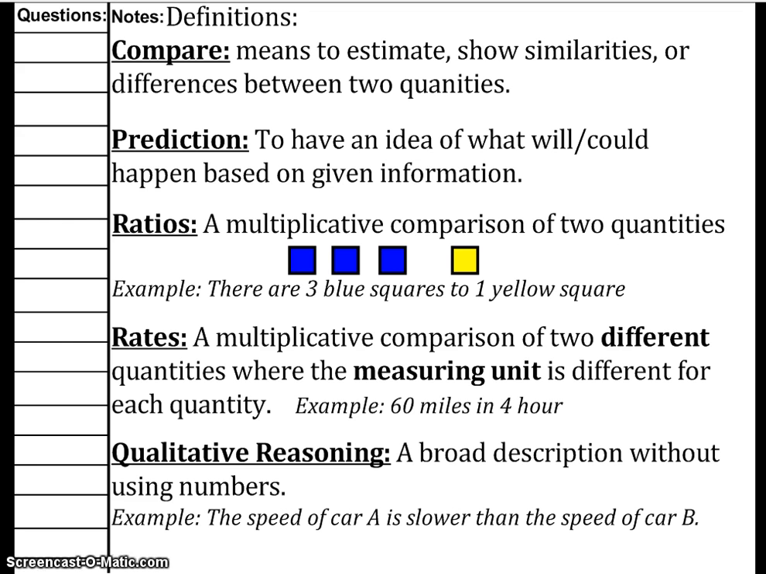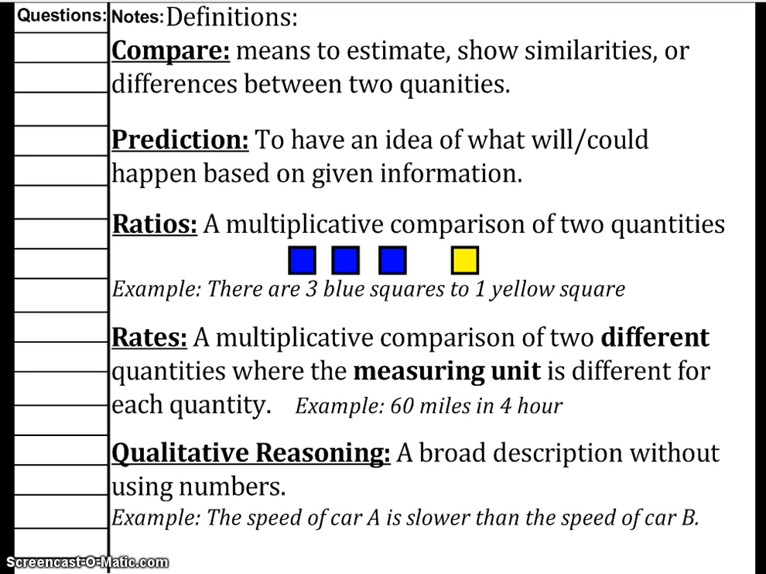Then you have prediction. Prediction is to have an idea of what will or could happen based on given information. So basically, to make a prediction, you're just looking at the information that you're given, and then you're saying, okay, the answer could be this because of the information that you were given.